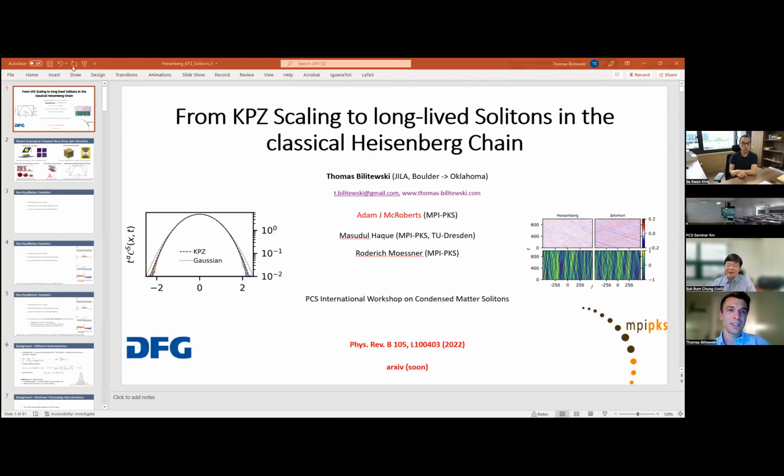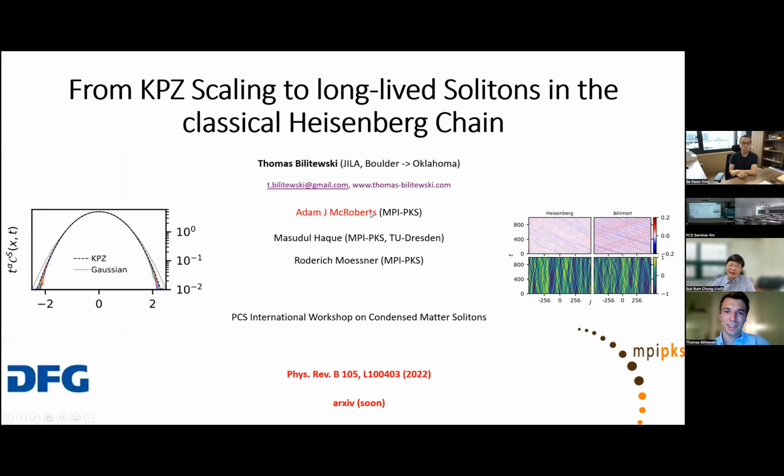But in between, with Roderich Moessner at MPI Dresden, he actually worked on frustrated magnets, and I think that part is more related to the work he's going to present to us today. He's going to talk about long-lived solitons in what one might have thought of as a very simple system that everyone knows about, the classical Heisenberg chain.